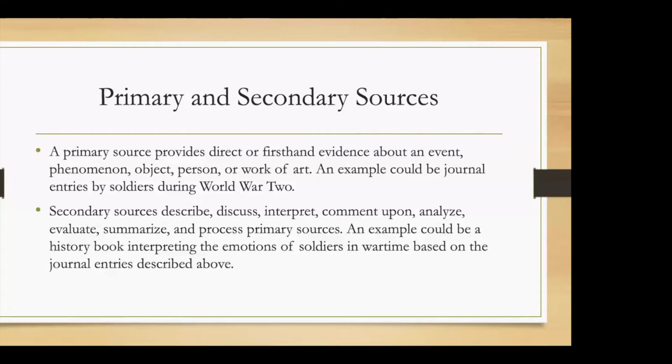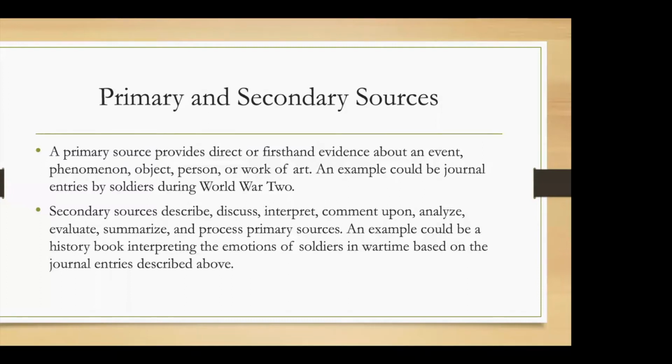There are distinct differences between them. A primary source provides direct or firsthand evidence about an event, phenomenon, object, person, or work of art. An example of this could be journal entries by soldiers during World War II. So think of it as like an artifact that you find at an archaeological dig. It's actually the piece of history itself. So a diary, that's a piece of history. It was actually recorded by a person experiencing what they're seeing. Or a reporter scribbling notes when they're witnessing an event. That's history as it's happening.